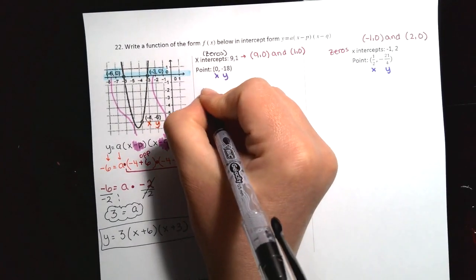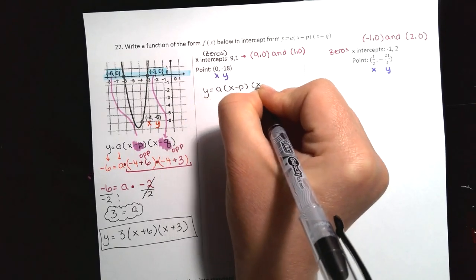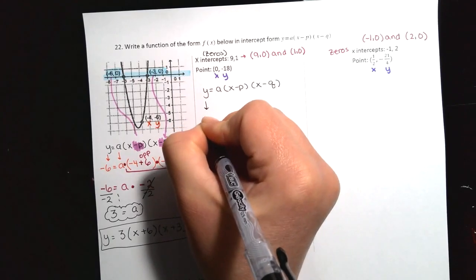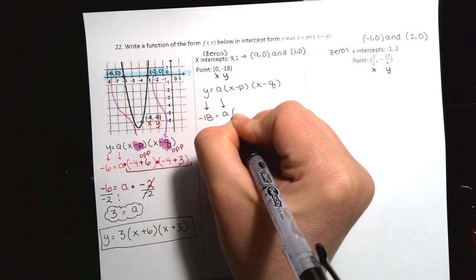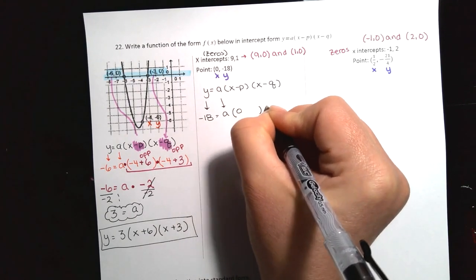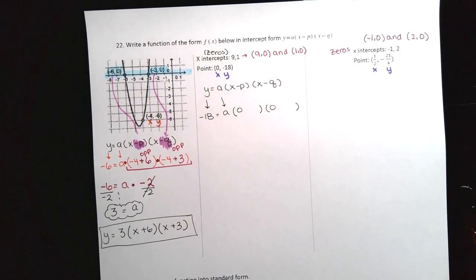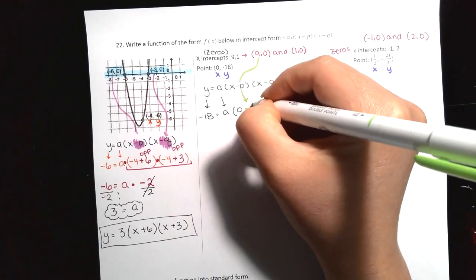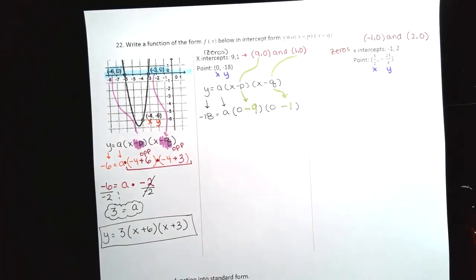Let's write out our form, y equals a times x minus p, x minus q. Remember, your p's and your q's are going to be opposite of what you see. Keep your a, that is what we need to solve for. X is 0, I'm going to leave some space for the p, and I'm going to leave some space for the q. When you pick up the x-intercept that you see here, you're going to write opposite of what you see, so I'm writing a -9. And here I'm writing a -1.